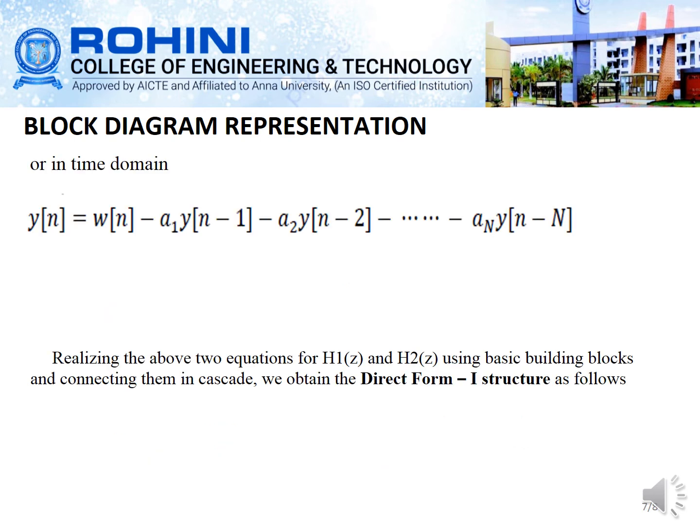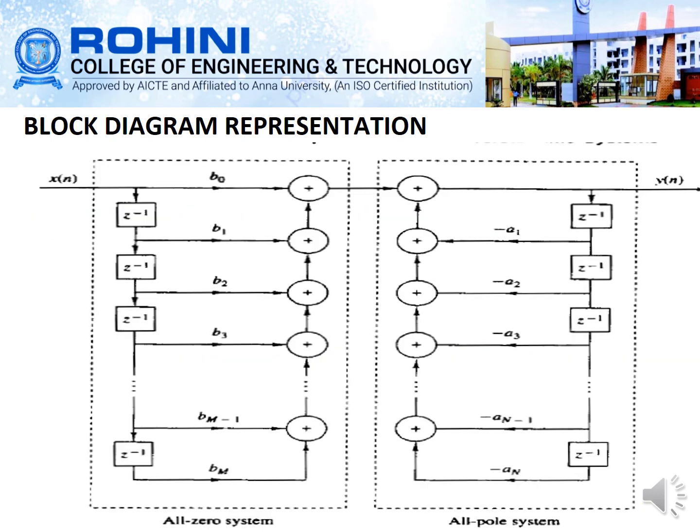In the time domain this can be given by this equation. Now we can realize these two equations of H1 of z and H2 of z using basic building blocks and connecting them in cascade, and therefore we obtain the direct form structure. Here these are all the zeros and these are all the poles. In the direct form 1 realization we give the input and finally get the output, and here first we get the delay elements, and in the center part we have the summers. Therefore first we realize the zeros and next we realize the poles, and finally by connecting these we get the direct form 1 realization.